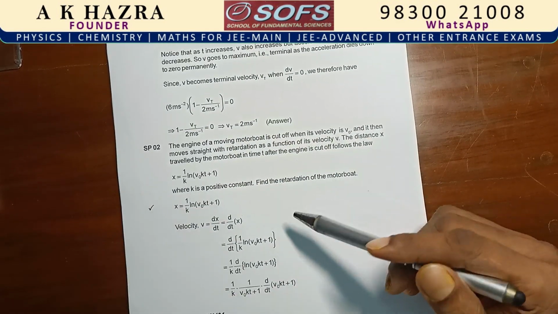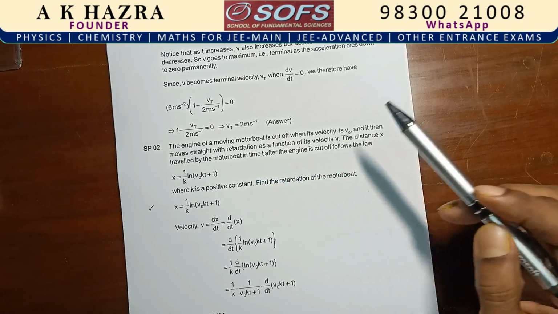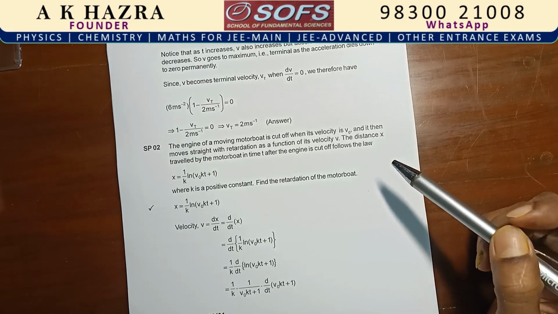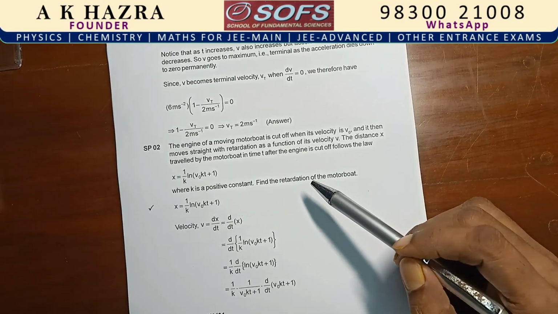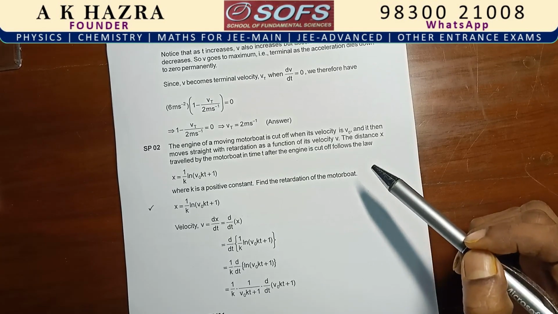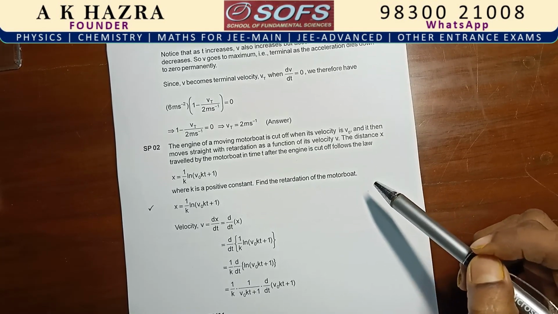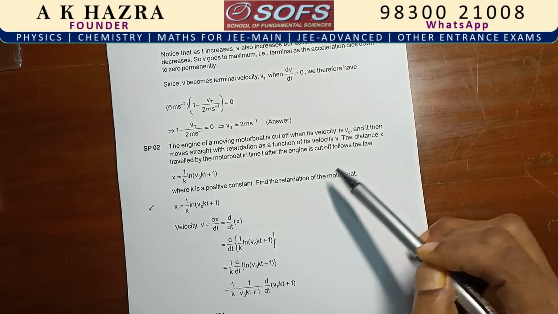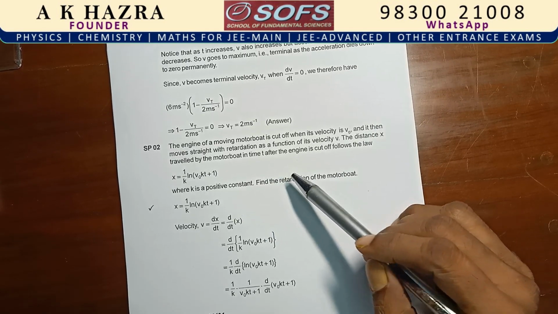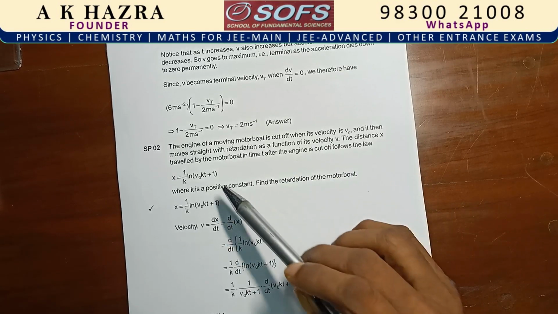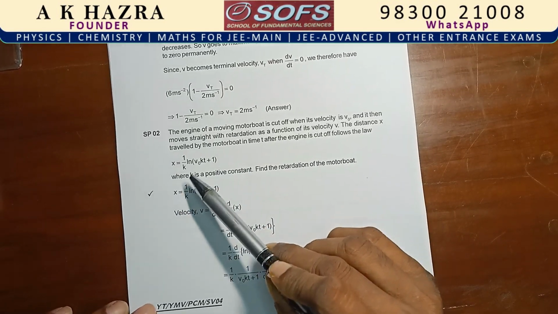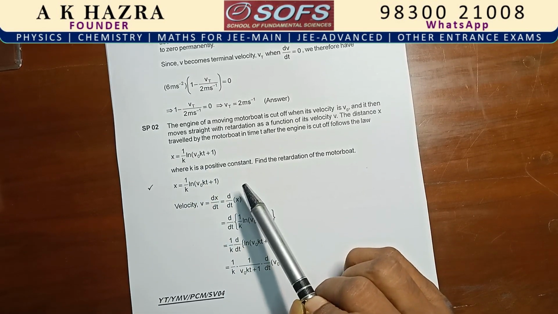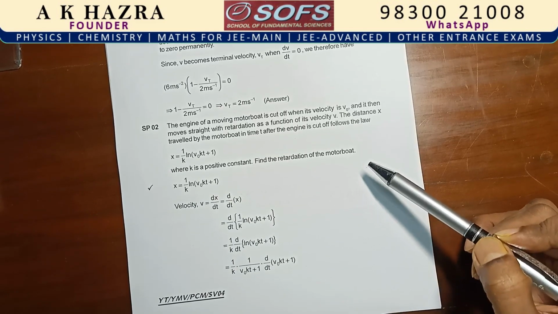Sample problem 02. The engine of a moving motorboat is cut off when its velocity is v0, and after that the motorboat moves straight with the retardation which is a function of velocity v. Now the distance traveled by the motorboat in time t after the engine is cut off is given by the law x equals 1 by k ln(v0 kt plus 1), where k is a positive constant. We have to find retardation of the motorboat.